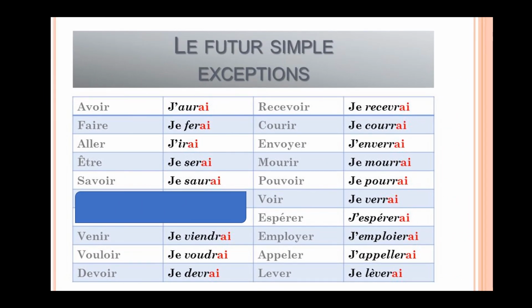These are the exceptions that you need to note for the simple future tense. You just need to learn the part that is italicized, and then according to the person you will have to add the correct ending. Here it's given to you for je. Accordingly, you would have to change the endings according to the person given to you. These have to be learned by heart.